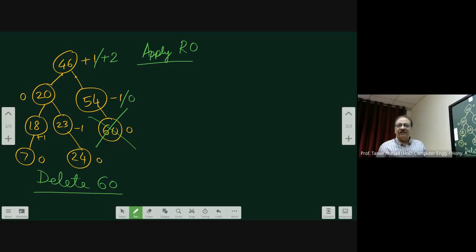Now, directly try to apply the rules from the previous one. Therefore, it will be something like this. He will become the root. Then you will have this 46.